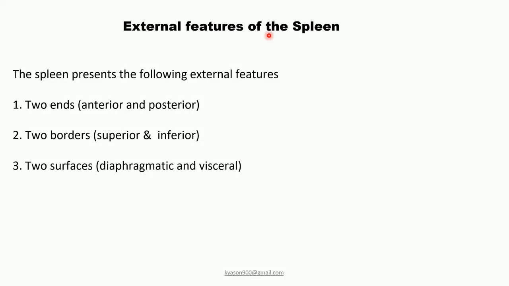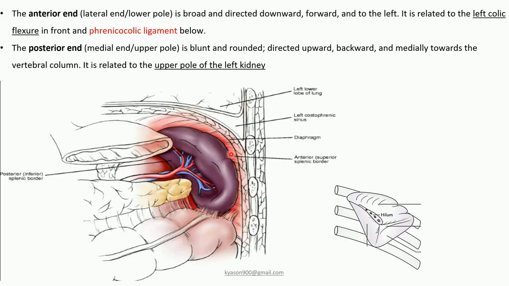The features of the spleen: there are two ends, the anterior and posterior, two borders, superior and inferior, and two surfaces, all of which can be appreciated here. You can see the ends. There is this anterior end and the posterior end. Anterior meaning it's more oriented anteriorly than this one. This is pointing to the back, more oriented posteriorly. This is pointing anteriorly. So this is the anterior end, and this is the posterior end.